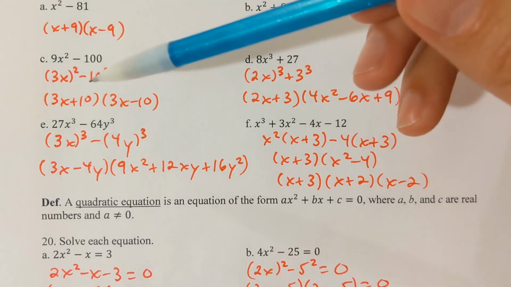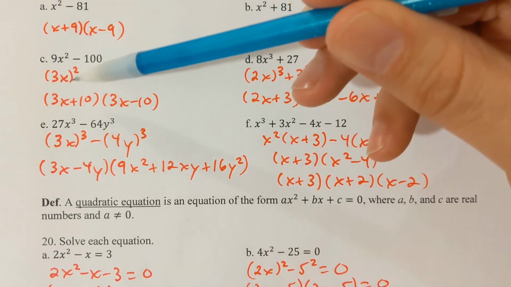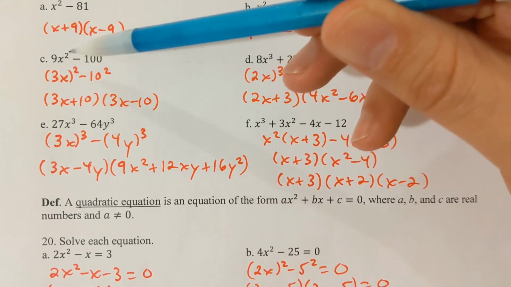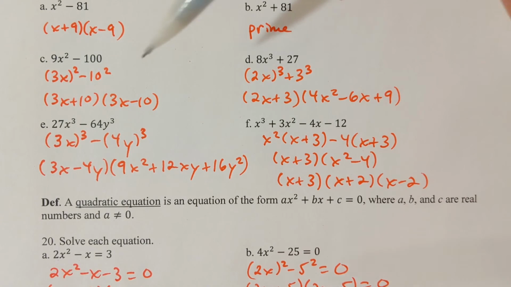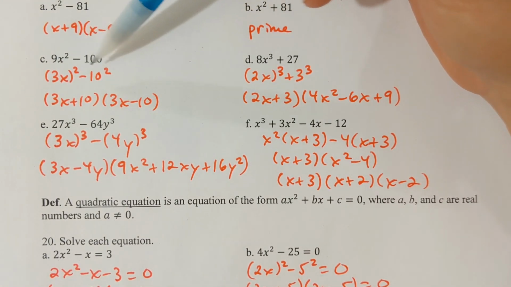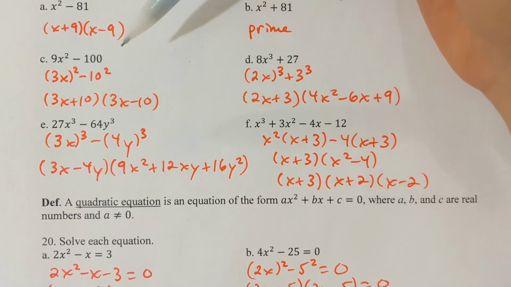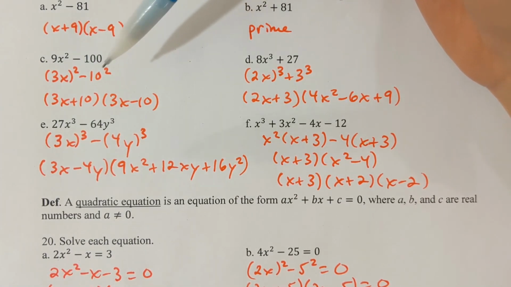I know 3 squared is 9. When I square x, I get x squared, right? So when I square 3x, that whole thing, I get 9x squared. 10 squared is 100. So by writing it like this, I can see that I'm subtracting two squared things, okay? And that means that I want to be using the difference of two squares.